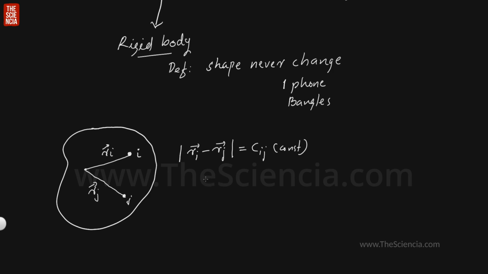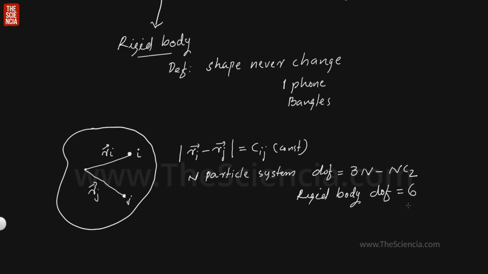And you already learned that for an n particle system, the degrees of freedom is equal to 3n minus nC2, right? And you know, for a rigid body, the degrees of freedom is equal to 6. And you must remember that the degrees of freedom of a rigid body is 6 only in the case of 3D space.